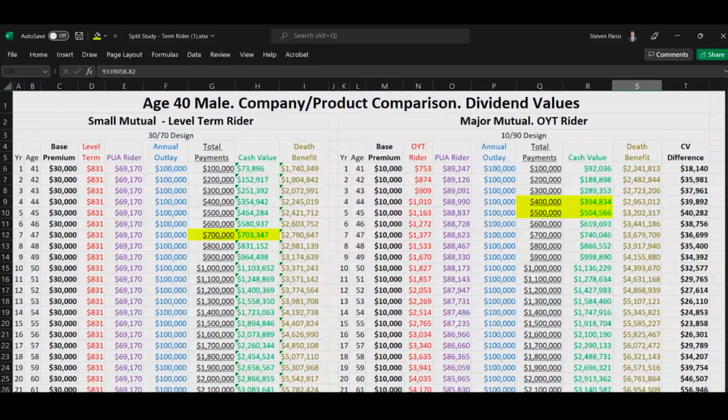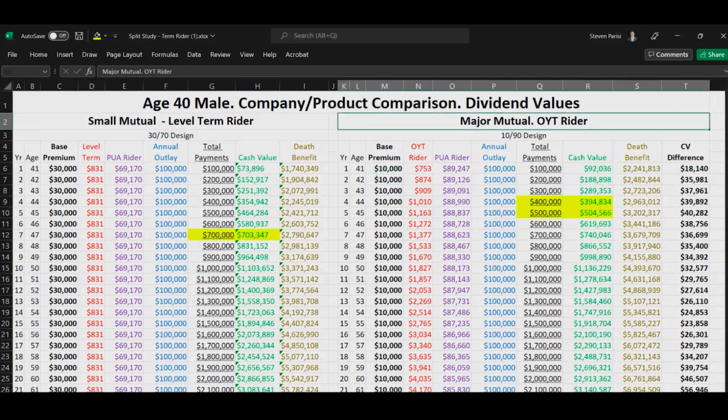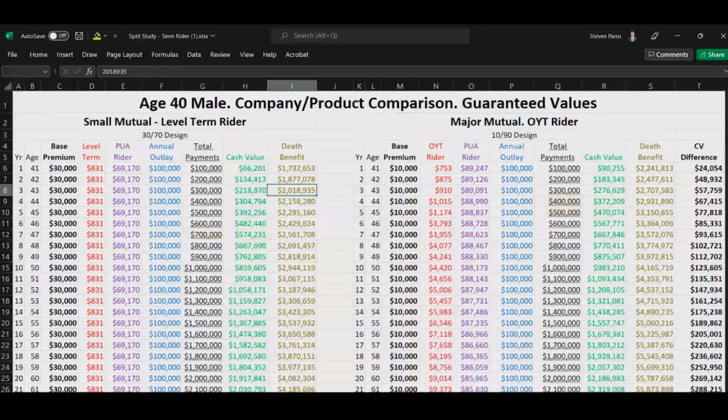Now, the one thing that I don't like about this is it's based on dividend rates, right? Because the major mutual company has a higher dividend rate than the smaller mutual company right now. So let's take a look at the same thing, but the guarantees. Now it'll be fun. Well, that'll be interesting, I should say.